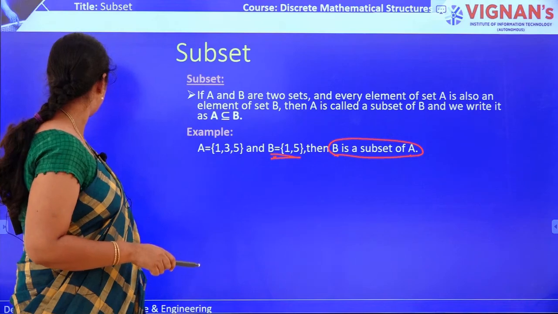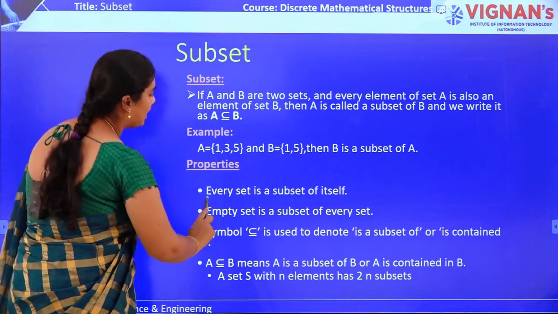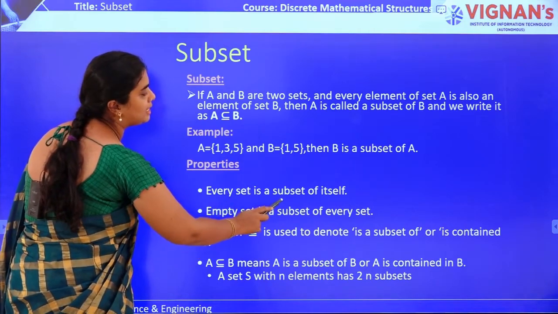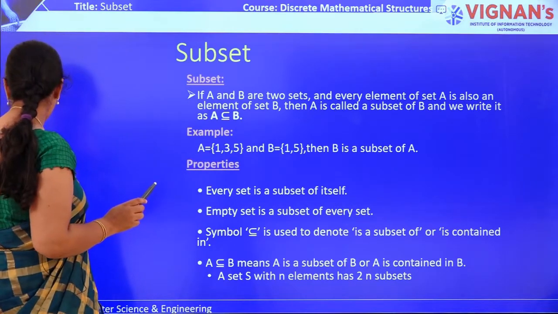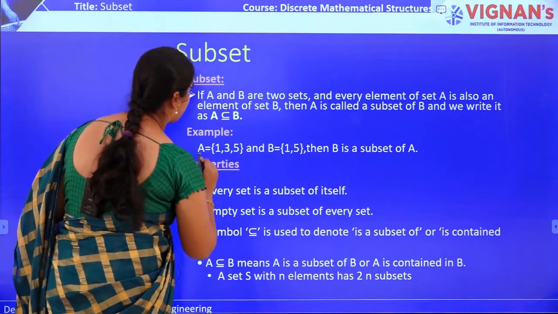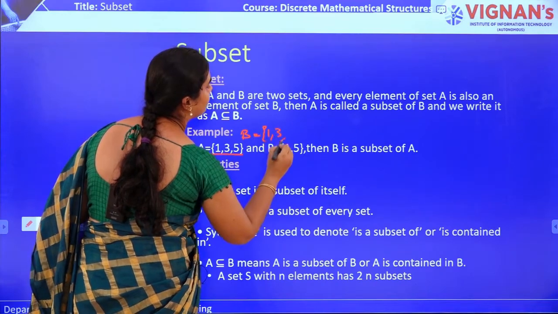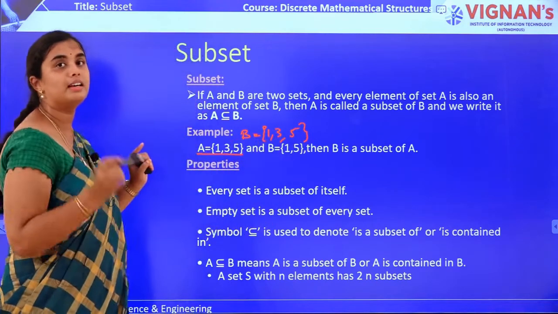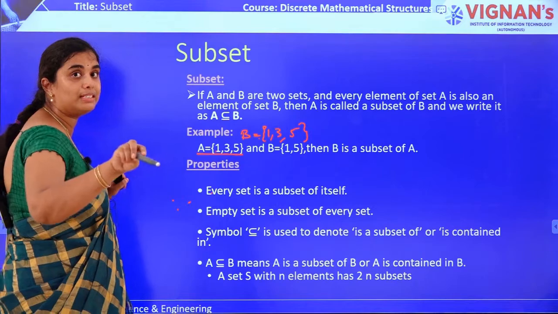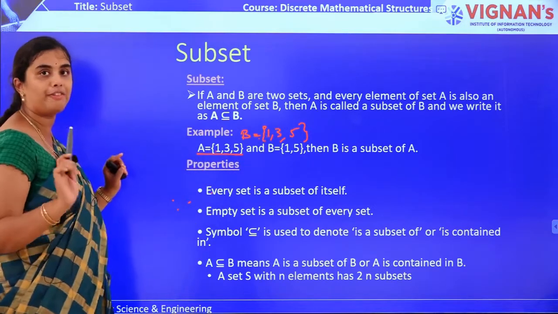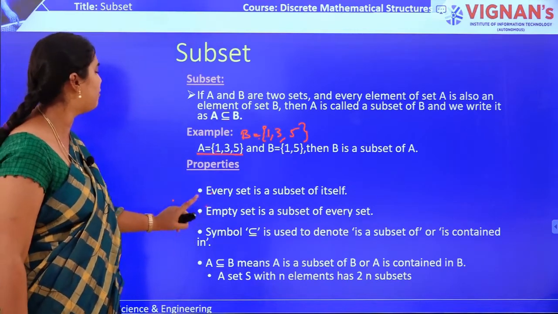Now let us look into the further properties of the subset. The first property states that every set is a subset of itself. If an example is given like A equal to {1, 3, 5} and B equal to also {1, 3, 5}, A and B contain the same elements. So according to the first property, A is a subset of B and vice versa, B is also a subset of A. Got it? Coming to the second point, the empty set is a subset of every set.